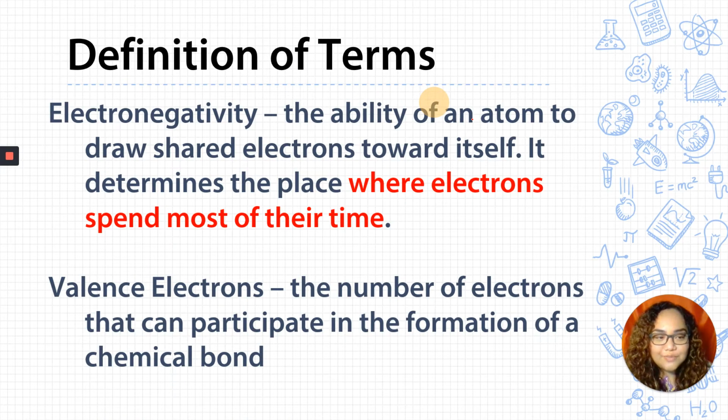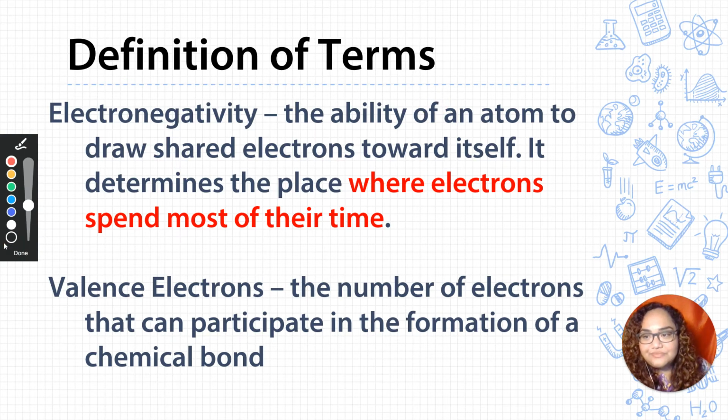Now, let us define some terms. This is just the part where we review some things that we have already learned during the lecture. So first is electronegativity. What is electronegativity? Electronegativity is the ability of an atom to draw shared electrons towards itself. So it determines the place where electrons spend most of their time in a compound.